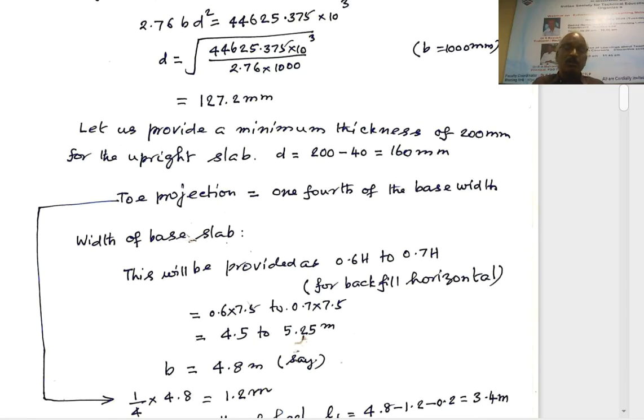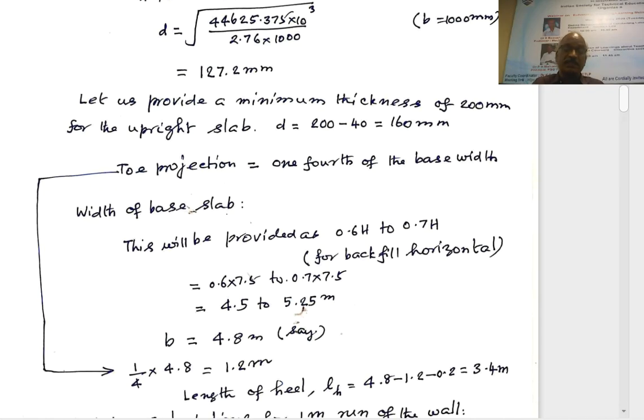Now the toe projection is equal to 1/4 of the base width. The base width is 4.8, so 1/4 of that is equal to 1.2 meters. Therefore, the length of the heel: 4.8 is the total base width, 1.2 is the length of the toe slab, and 0.2 is the width of the upright slab. So the remaining value is equal to 3.4.